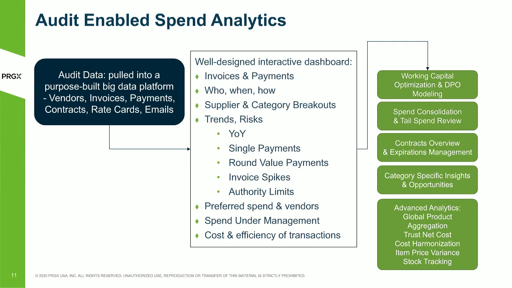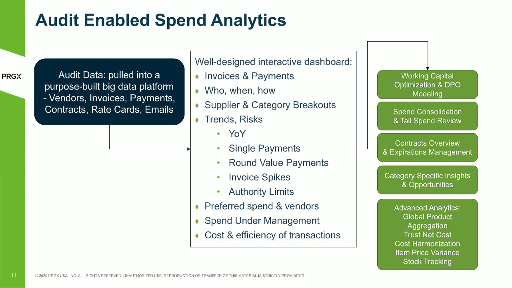Contract overview. We have contract data. So now we can show you at the vendor level, how much claims do we have? How much spend do we have? How many contracts are we running? When are those expiring? What are some of the key terms that we may be interested in? So you can imagine being able to really start to put those side by side.